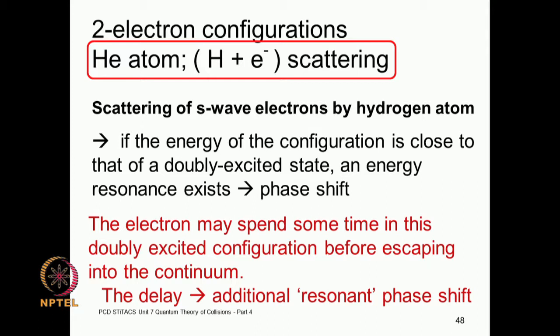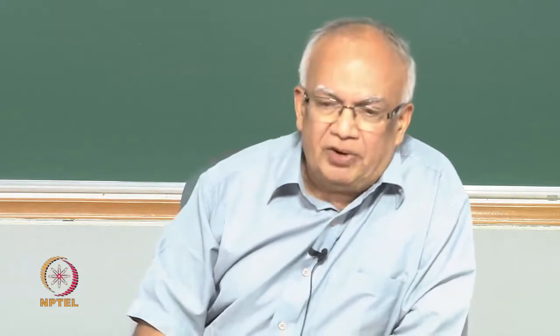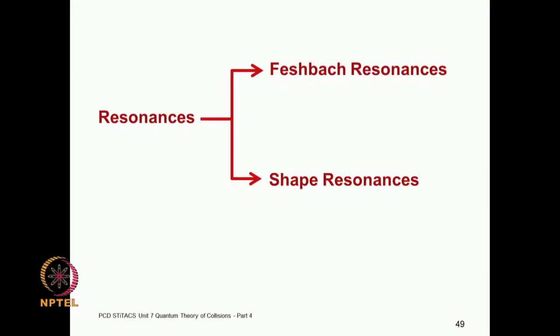This time delay causes an additional phase shift, which will be a resonant phase shift, because the double excitations belong to discrete bound states. They are not really sharp, they have their lifetimes, but they are at specific energies, the resonance energies. So there will be a resonant phase shift coming from this, and it is this that we are going to learn from Fano, how to analyze.